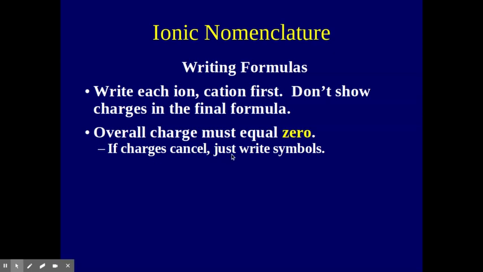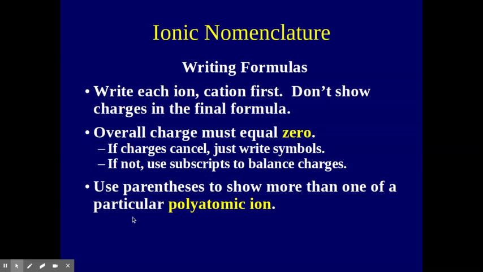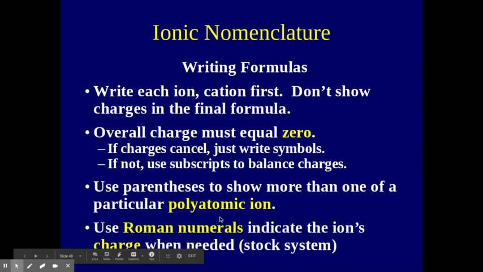If the charges cancel, then just write the symbols. It means it's a 1-to-1 ratio. If not, then use subscripts to balance the charges. And sometimes you're going to have to use parentheses if you have more than one polyatomic. So let's look at that. Parentheses around the polyatomics if you have more than one. Important point here. And if you have a transition metal, you're going to have to use Roman numerals to tell us the charge.